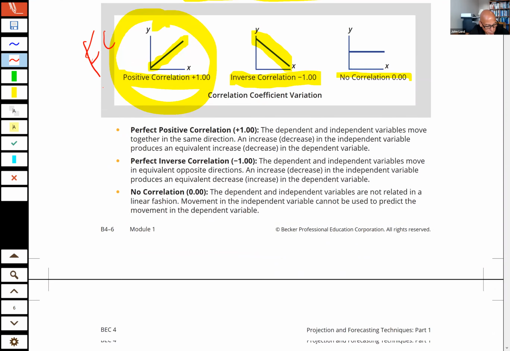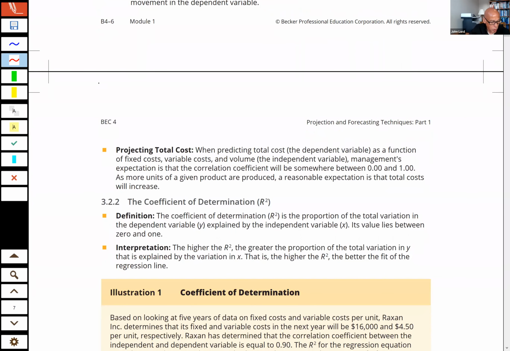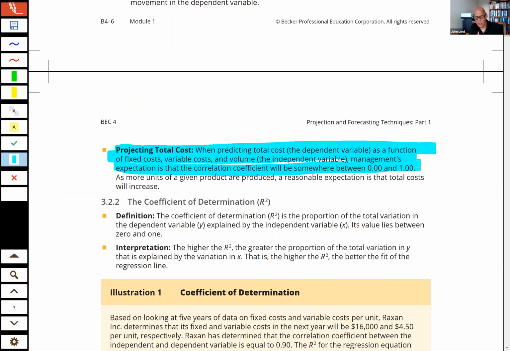Okay, all right, good. Now, when we want to project total cost, or predict total cost, as a function of fixed cost and variable costs and the volume, the independent variable, management's expectation is the correlation will be somewhere between 0 and 1. It's not going to be negative. If it's 0, there is no correlation, so we would probably be closing our eyes and swinging if we're picking variables and it turns out that the correlation is 0. I'm thinking it should be much closer to 1.